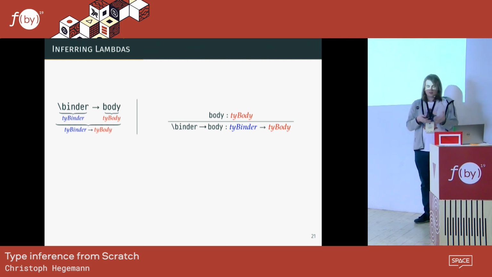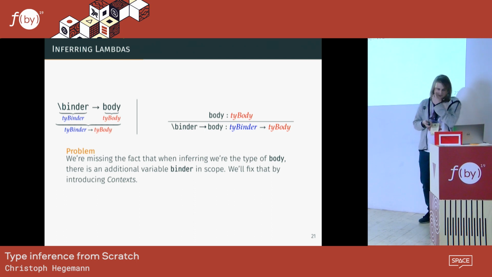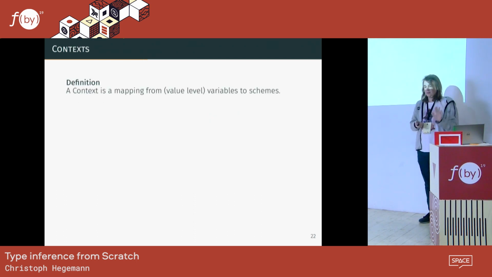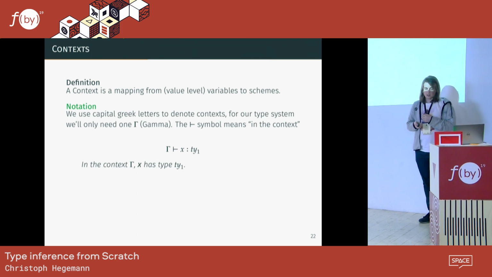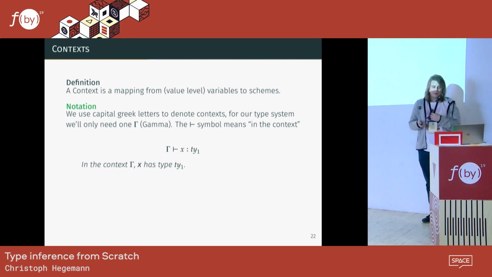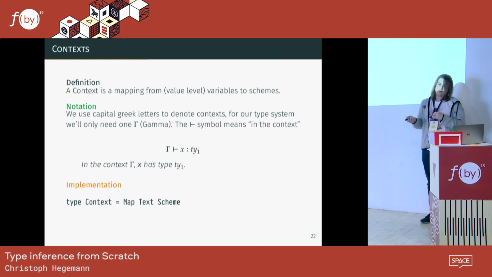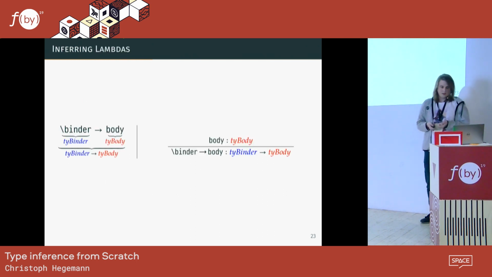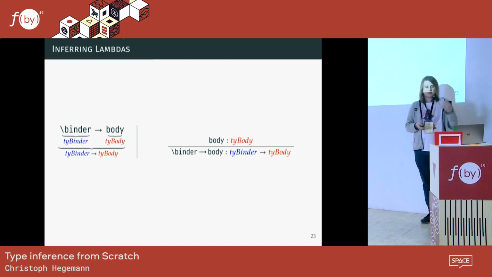We're missing the ability to use the binder inside the body. And so that's why we need to introduce context so that we can capture that fact. And so a context is a mapping from value level variables to type schemes. The way we write this is using capital Greek letters. We only need a single context for this type system, so we're just going to use the capital letter gamma. And you write it like gamma and then the little dash thingy, and then the assumption which needs to hold inside that context. So the way this reads is that in the context gamma, x has type ty1 here. And the way we implement this in Haskell is just by using a map from text to schemes, so the text is the variables.